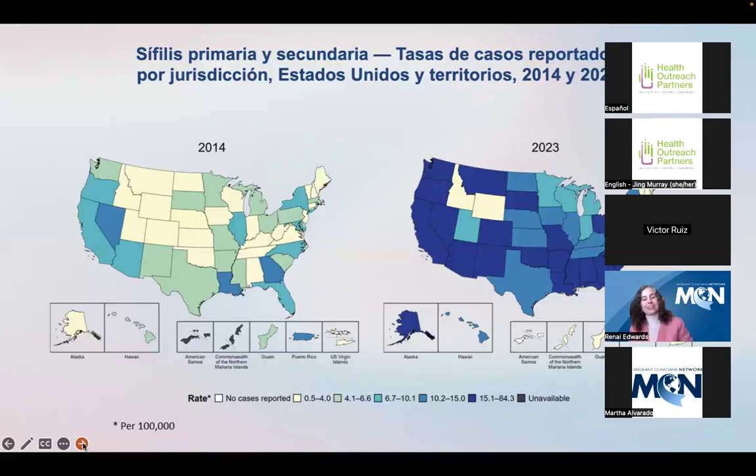So take a look at your state, folks, and see what has happened in the past decade for you all and maybe your immediate neighbors. Next slide.